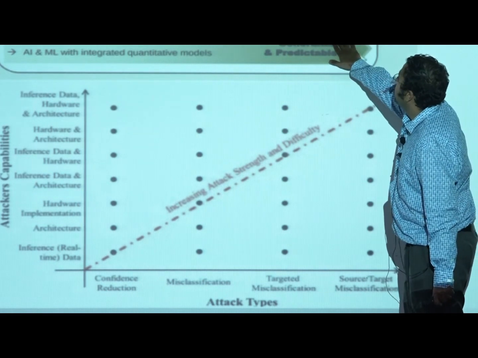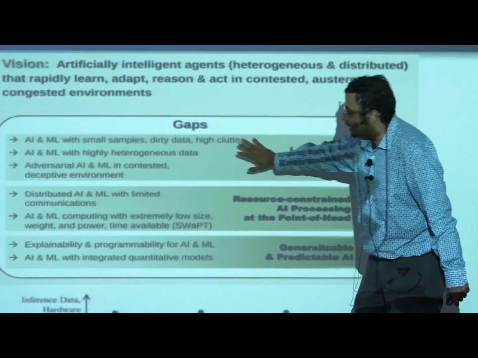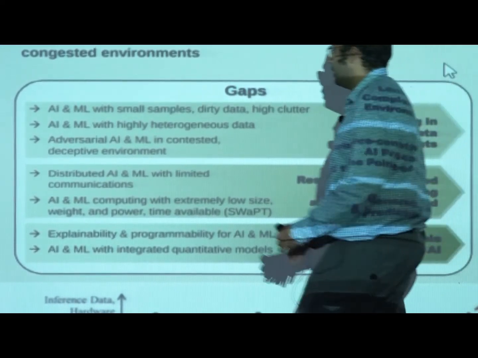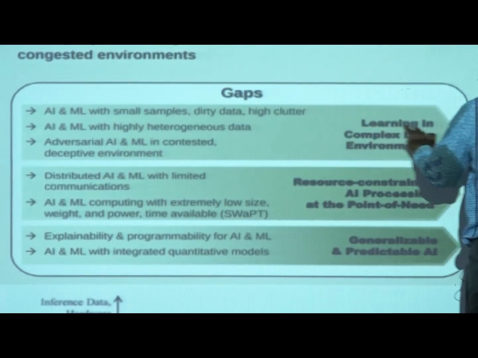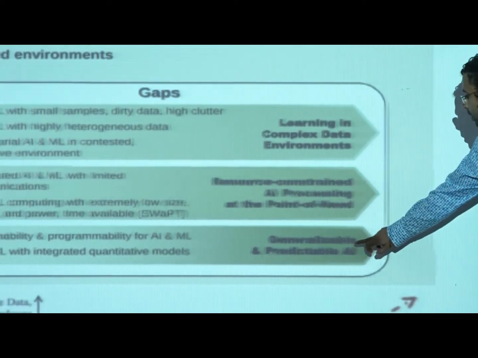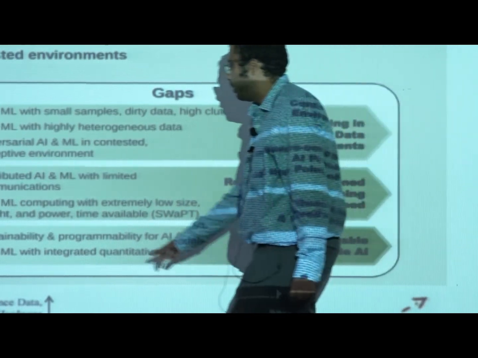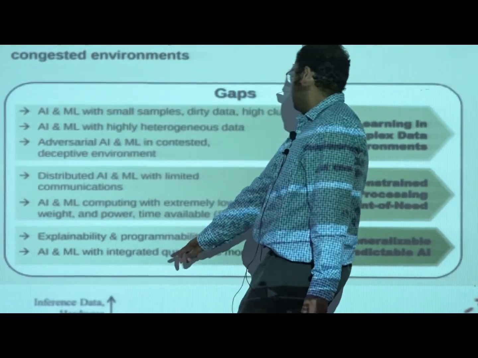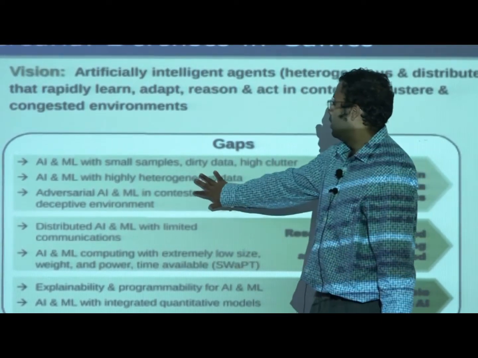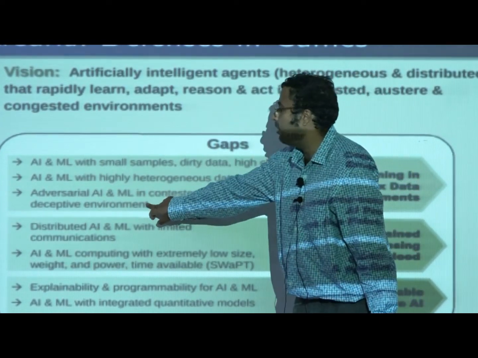Okay, this one please. So these are the gaps which we identify in machine learning models, and we come up with new models which can do learning in complex environments, in resource constrained environments, and can do generalization and prediction with explainability, and they can be integrated into existing quantitative models. So in a deceptive environment.